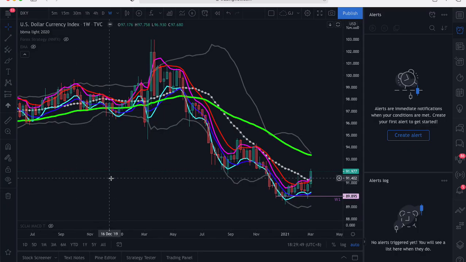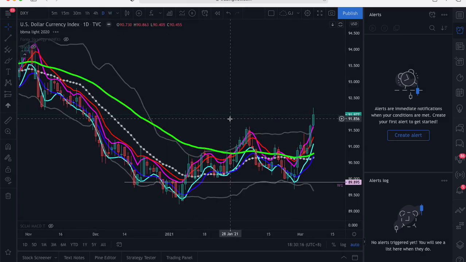Alright, we start by looking at the DXY currency index. This will give us a rough idea of where the movement is going to be for USD currency pairs. As you can see, for multiple weeks, USD has been rather weak, and this week we're looking for a re-entry sell setup, as you can see here.